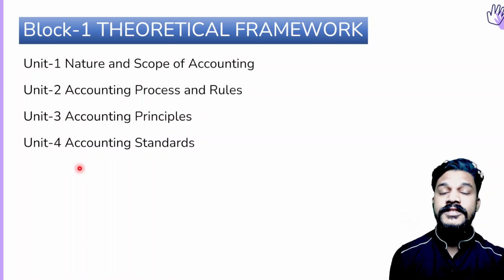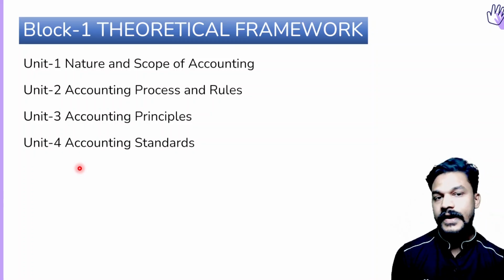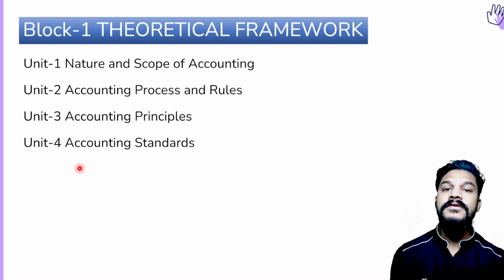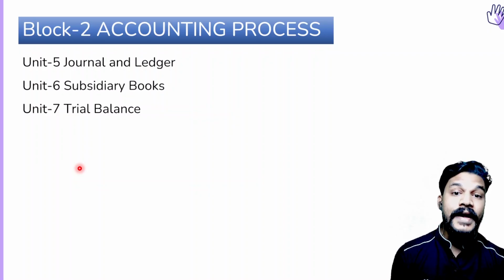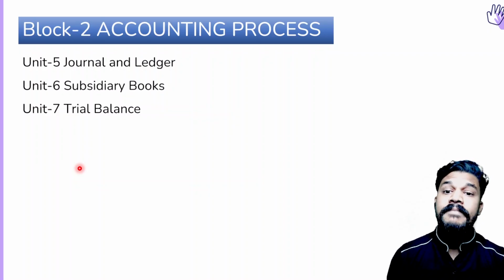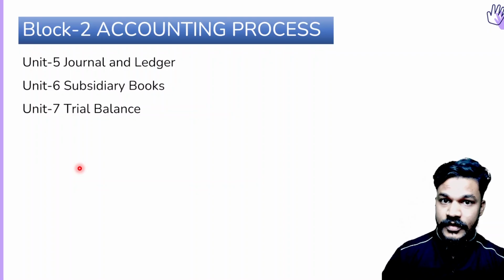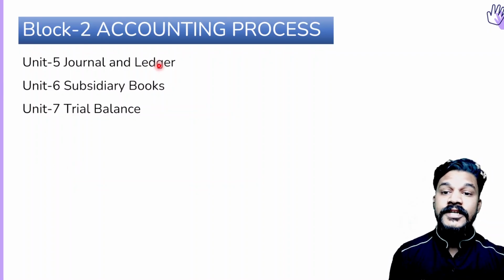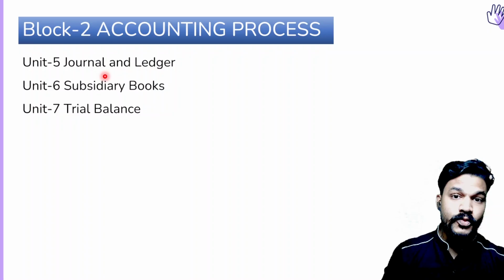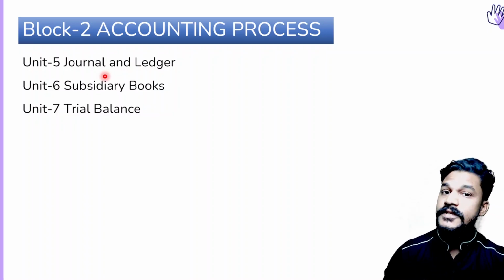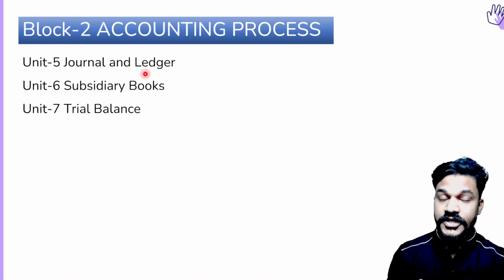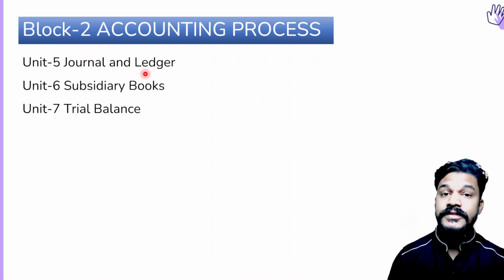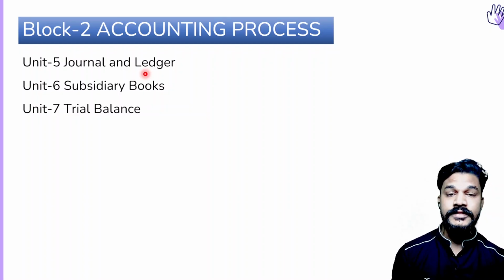So as a summary, we can say block 1 will give you an entire view of the theoretical framework of accounting, the theoretical background of this accounting. Okay. Then moving to block 2, it consists of the accounting process. Here we start practicing accounting. So the process of accounting consists of journal and ledger, that will be discussed in unit 5, how to prepare the journals and how the transactions are posted to different ledgers. We will be seeing the detailed information, the detailed practice to prepare journals and ledgers.